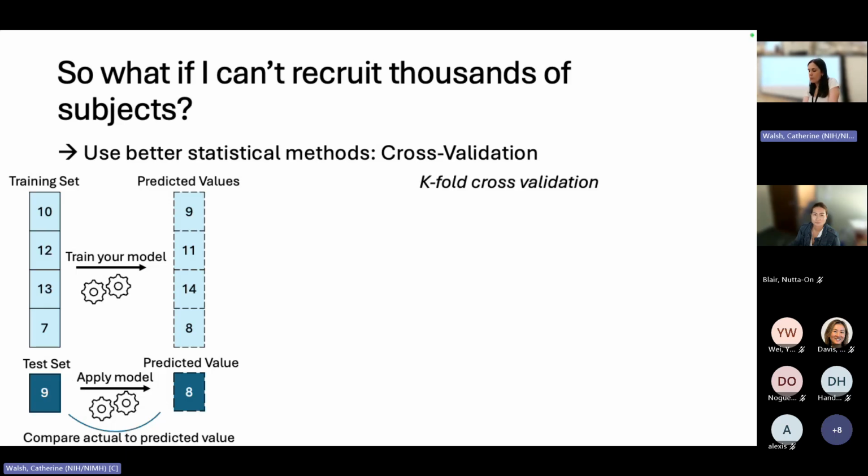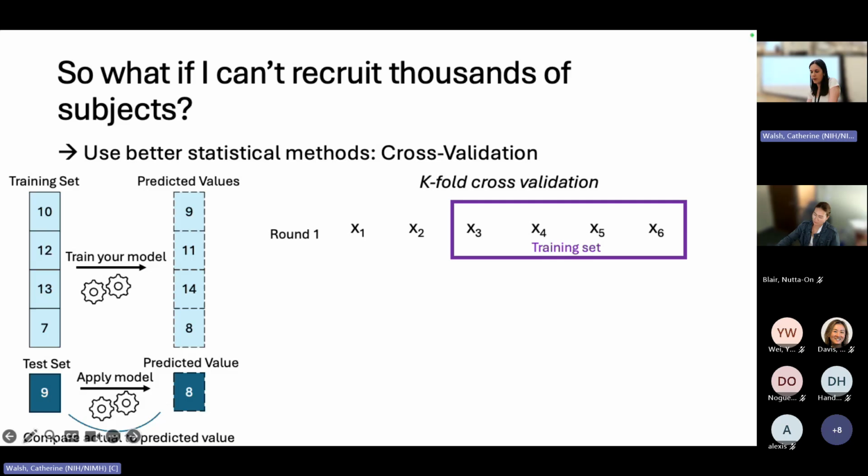To make sure we really generalize well, we'll often use what we call k-fold cross-validation. So what this does is take our data set, so say we have our 6 subjects, and we will iteratively break up our data into non-overlapping training and test sets. So what that means is we might first take samples 3 through 6 as our training set, make our model, and test it on 1 and 2. We'll get a score for that.